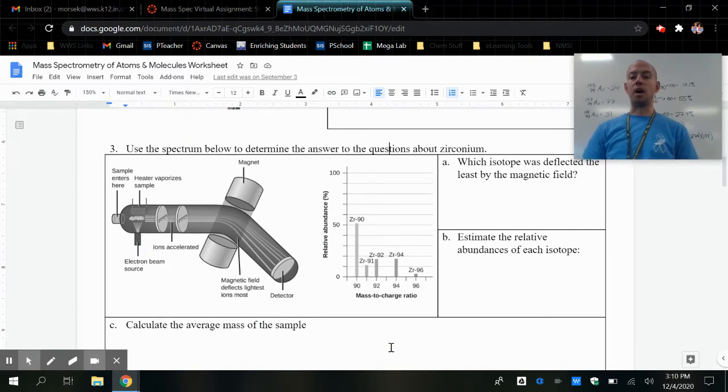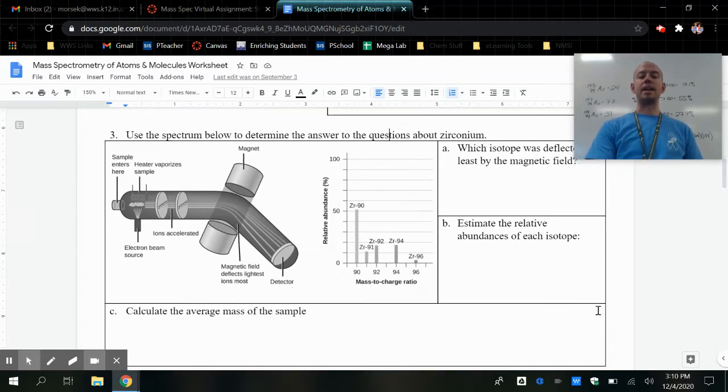Here's another one, thinking about, first of all, what happens in our mass spectrometer in terms of deflection, just kind of ballparking our relative abundances so that we can calculate a mass. So if we are going to average this one, we would want to account for that there's a fairly wide spread from 90 to 96. But we see that there's a lot of 90, a lot of 91, and a lot of 92.